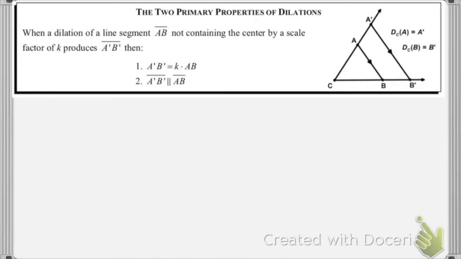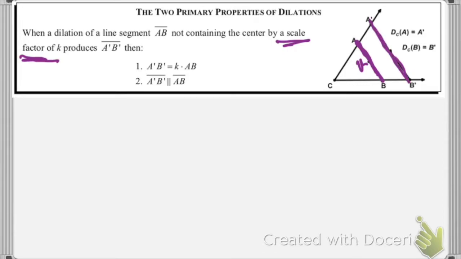So when we talk about dilations, two things happen. We have a segment AB, and we want to dilate it. But how much do you dilate it by? Well, that how much piece is called a scale factor, and it is right here, a scale factor of K. So any number, really. It's a factor that you multiply by. So I'll multiply this segment by a scale factor, call it K, and that produces A prime, B prime.